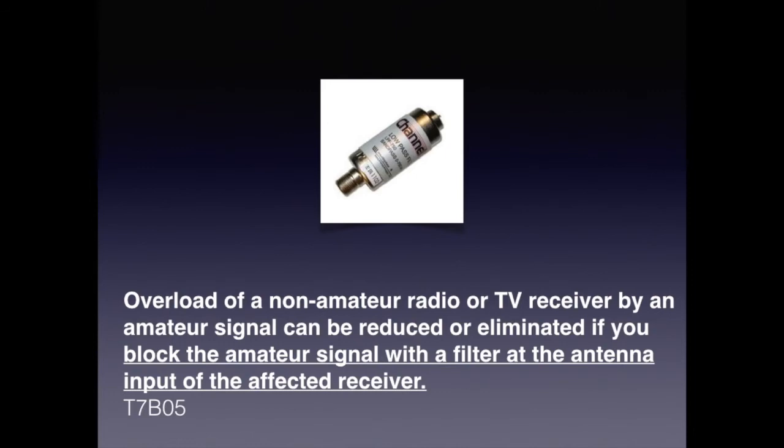Ham gear can also interfere with commercial or non-amateur radios and television sets. Know for the exam that overload of a non-amateur radio or TV receiver by an amateur signal can be reduced or eliminated if you block the amateur signal with a filter at the antenna input of the affected receiver.